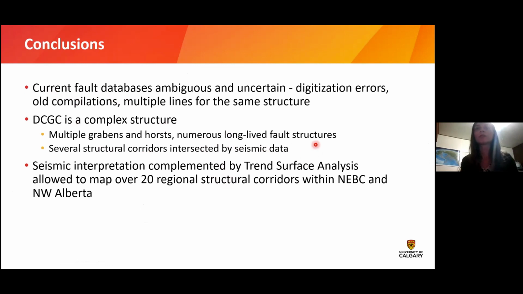So it's very useful to see these regional trends from a more regional perspective, and to try to understand those structural corridor type of structures wherever we were able to get intersection with the seismic data, and then expand that to other areas. So in total, seismic interpretation that was complemented by this trend surface analysis allowed us to map over 20 kilometer regional structural corridors within northeastern BC and northwest Alberta.